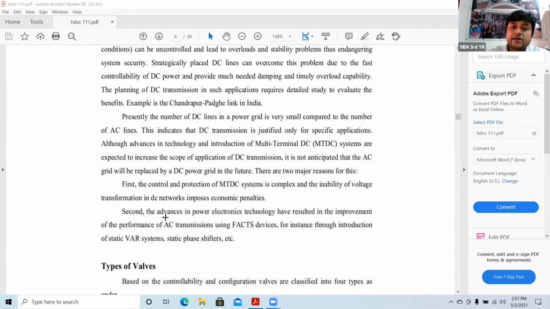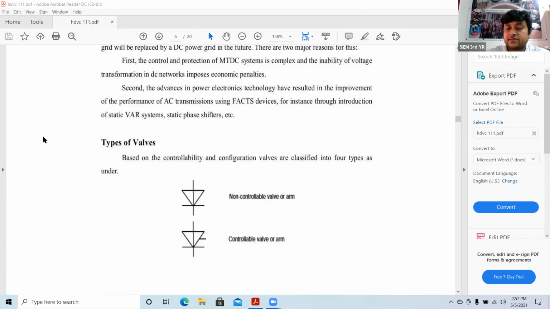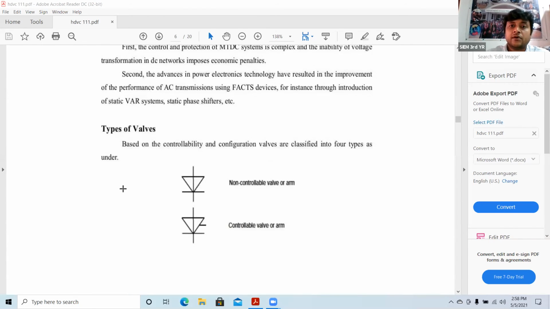Secondly, the advances in power electronics technology have resulted in the improvement of the performance of the AC transmission using FACTS devices, for instance, through introduction of static VAR systems, static phase shifters, etc. So this FACTS controller is also taken by Madam. Okay, and the types of valves, I will start from tomorrow because this is very, very important. So what are the configurations? That will start from tomorrow. Okay.